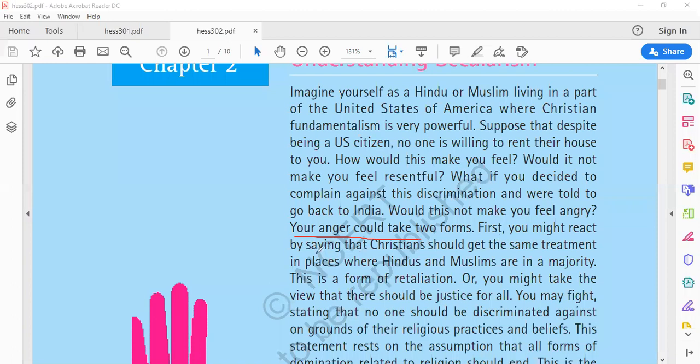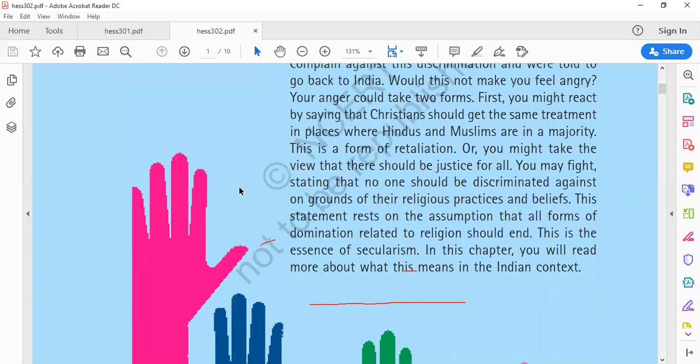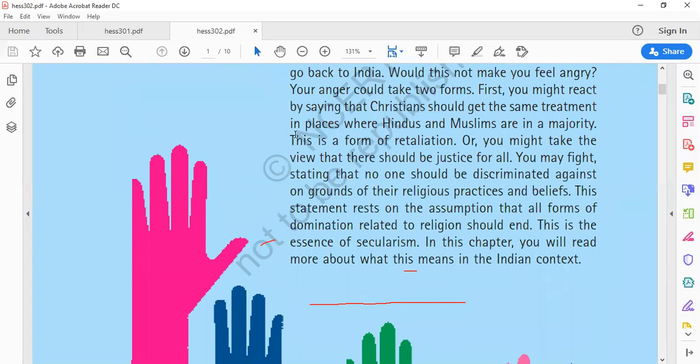One is you might react by saying that Christians should get the same treatment in such places, that they should also be treated like Hindus and Muslims. Or you might take the view that there should be justice for all. You will take it very seriously and think there must be justice for all and there must not be discrimination, and you will start fighting against discrimination based on religion.